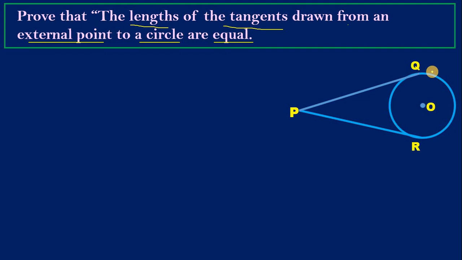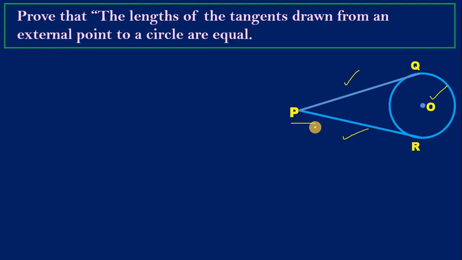Here O is the center of the circle, and PQ and PR are tangents, and these tangents are drawn from the point P, and this point P is external point. So external point means this point is outside the circle. So from this point we have drawn tangents to the circle. I repeat again, children. So here there is a circle with center O. PQ and PR are tangents.